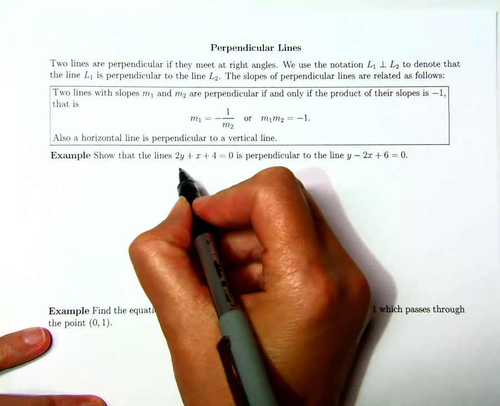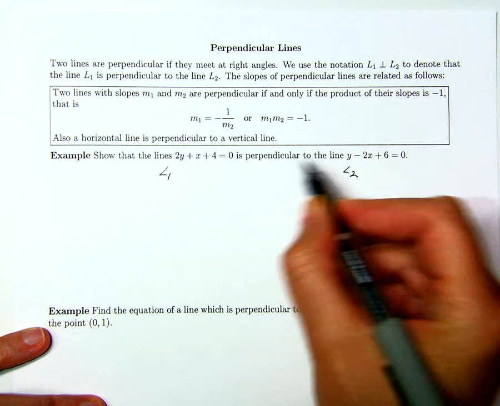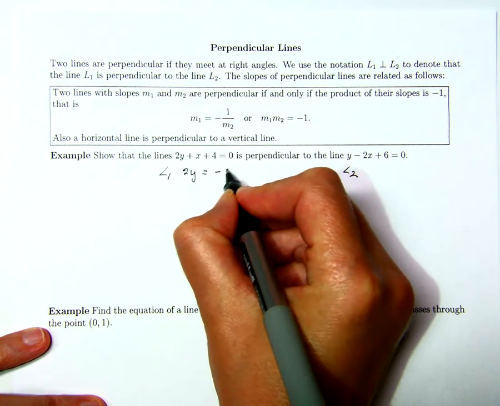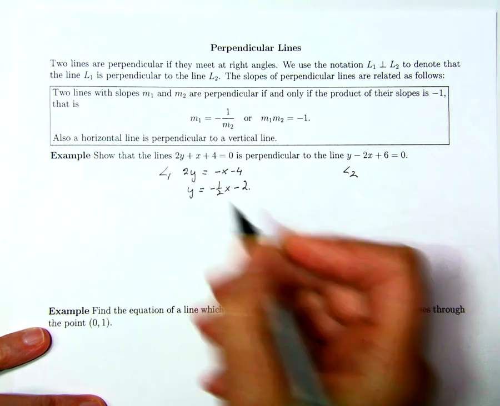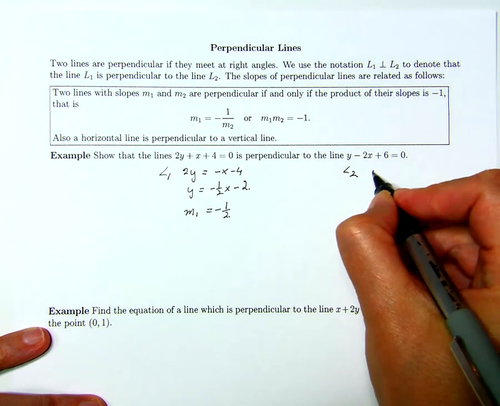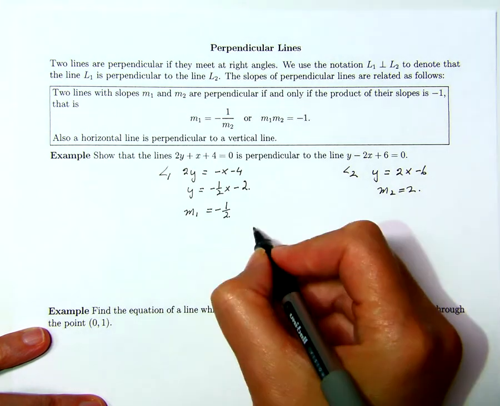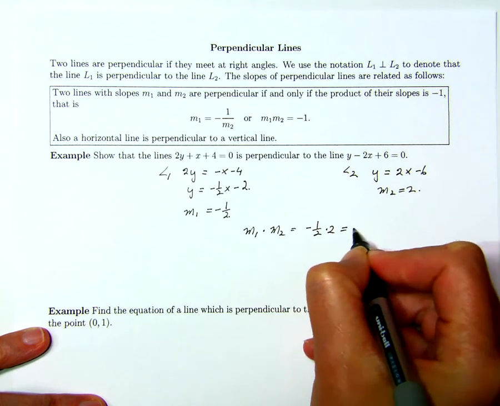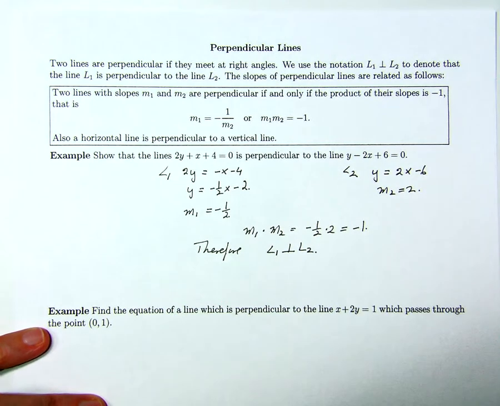So for these two lines here, let's call this one L1 and this one L2. To show that they're perpendicular, I just have to find the two slopes and show that the product is -1. I'm going to put this one in slope-intercept form. And I get its slope is -1/2. And for this one, I get y equals 2x minus 6, so its slope is 2. And when I take the product, m1 times m2, I get -1/2 times 2, which is -1. Therefore, L1 is perpendicular to L2, and that's what I had to show.